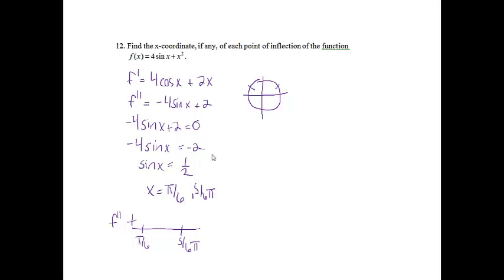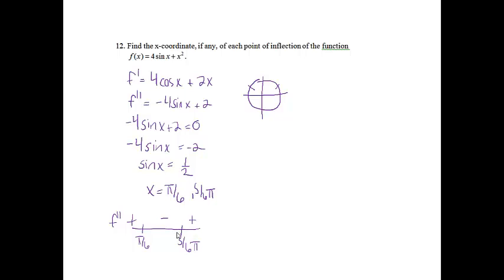In between these two, I'm going to pick pi over 2, which is up here. The sine or the y value up here would be 1, so I'm going to end up getting negative 4 plus 2, which is a negative number. And then if I test 2 pi on the other side, it's going to be the same thing as if I tested 2 pi, so that's also going to be positive.